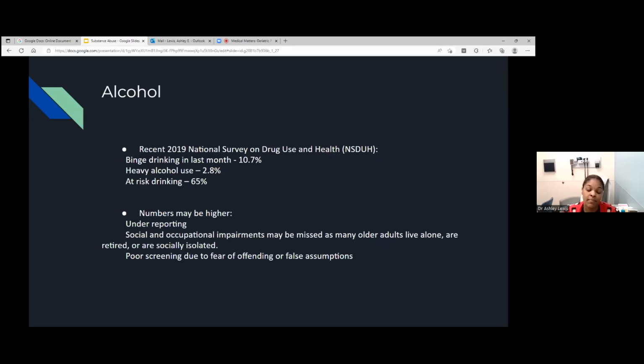And numbers may be higher due to underreporting, as well as social or occupational impairments may be missed as many older adults live alone, are retired, or are socially isolated, as well as poor screening due to fear of offending or false assumptions. And another thing to consider is, I don't have the data for the results after COVID, but we do have some reports that the incidence and the prevalence of drinking and substance abuse increase after COVID.